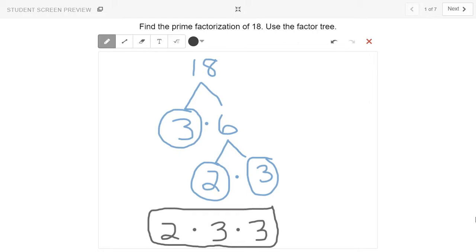So 3 times 6 is 18. I circle 3 because it's prime. So you look at 6. 2 times 3 is 6. So now I circle 2 and 3 because they're both prime. We look at the circled factors and put them in numerical order: 2 times 3 times 3, or you could write it as 2 times 3 squared.